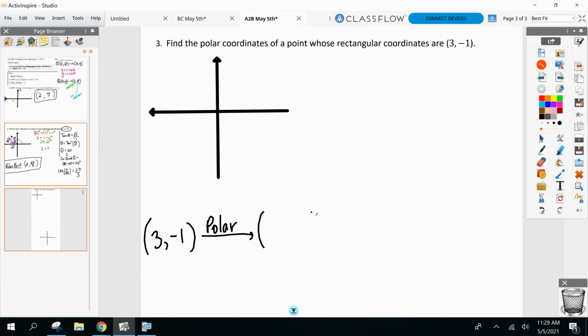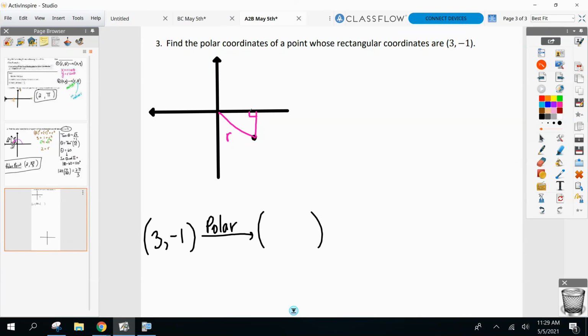Graph it. Know what quadrant you're in. Draw a line from the origin to that point. That's your R value. So 3 -1. Draw your line from the origin to here. There's your R value. Always draw. Hey, I know when you're making a right triangle, always do your vertical line up. All right, always do a vertical line up or down. There you go.